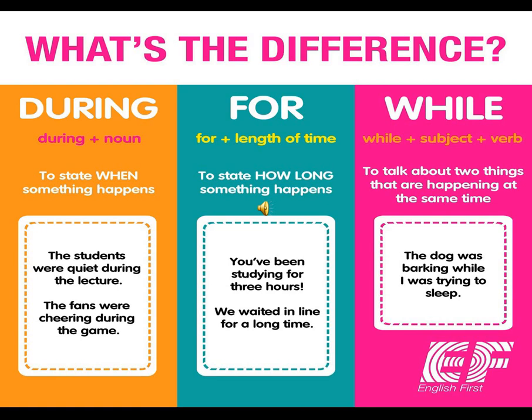And finally comes the word while, which is used along with the subject and a verb. It means to talk about 2 things that are happening simultaneously at the same time. So the dog was barking while I was trying to sleep. So 2 actions are taking place. The dog is barking and the person is trying to sleep. 2 things happening together. So you see, after while, the subject is I and the verb is trying. So this is how we use the 3 words during, for, and while.